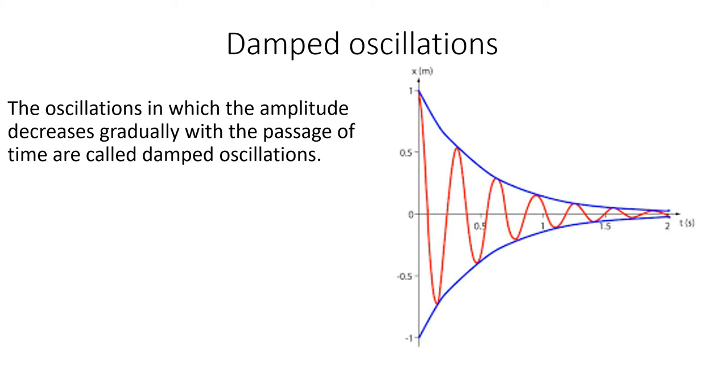So undamped oscillations are only theoretical. Practically all oscillations are damped. Why? Because air resistance will be there. Otherwise, if we are conducting in a liquid medium, viscosity will be there. To overcome all those dissipative forces, some of the energy of the oscillating object will be used, and hence the amplitude will not remain constant like free oscillations or undamped oscillations.